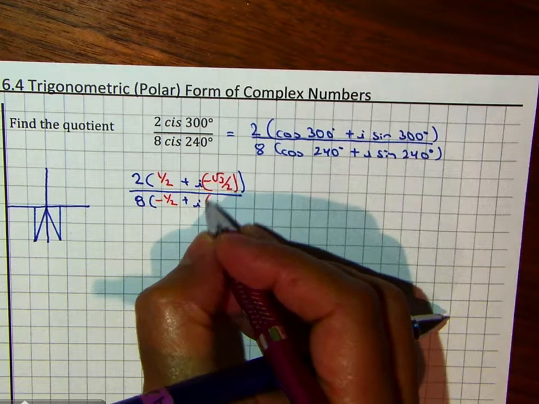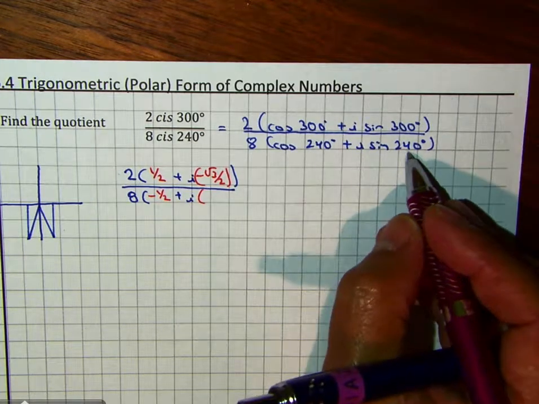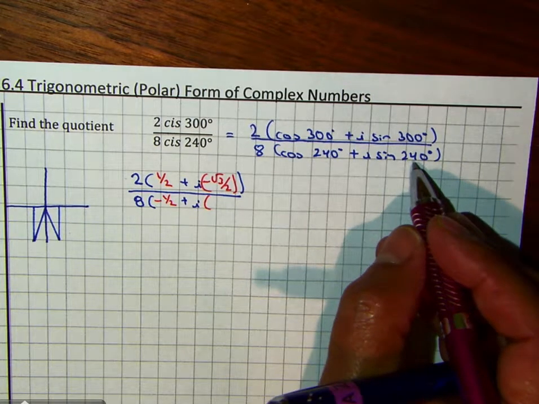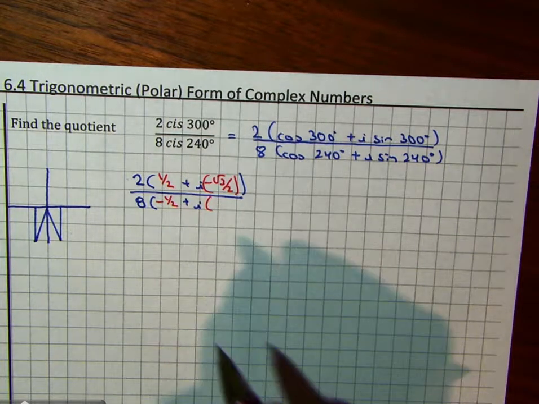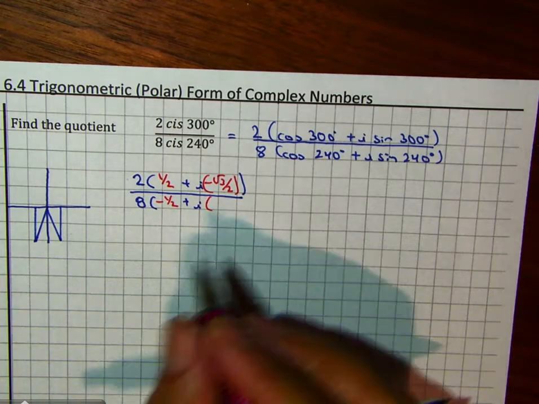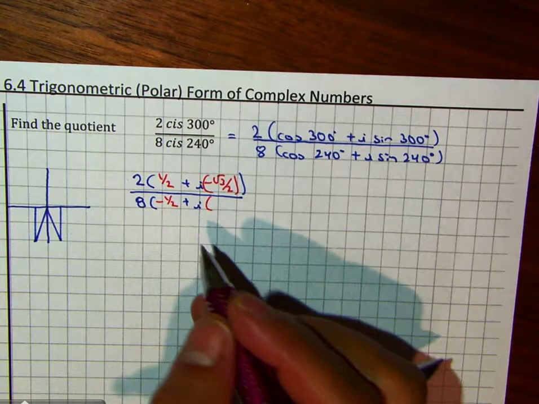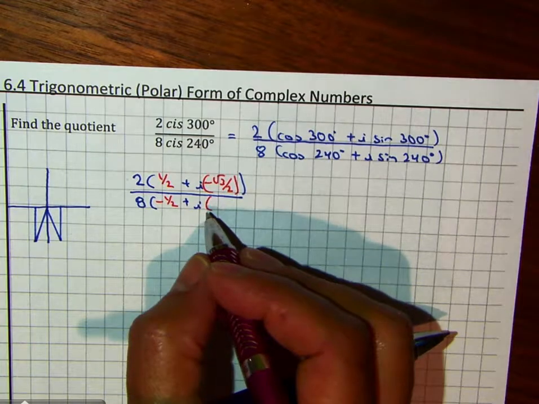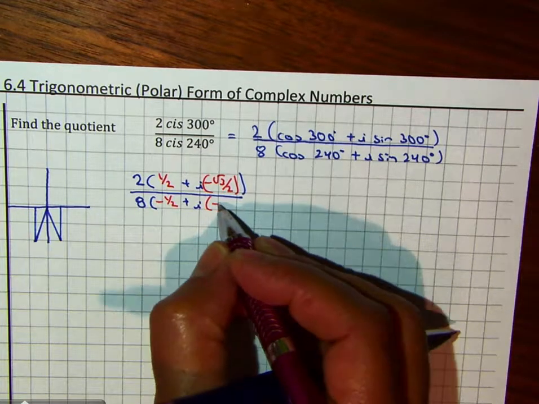Now, if you don't have an exact angle that we know, so let's say they give you 230 degrees, then you just have to use your calculator and work with decimals. But most of the time, they'll give you values that we know because that way you can simplify much easier. 240 degrees will be also negative square root of 3 over 2.